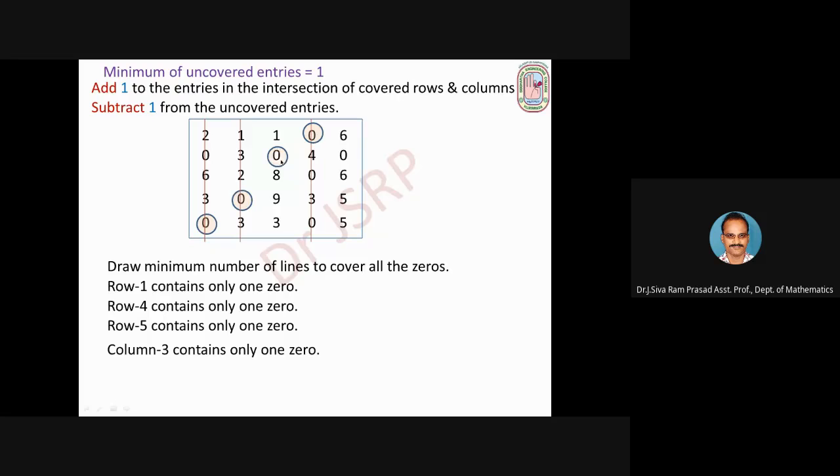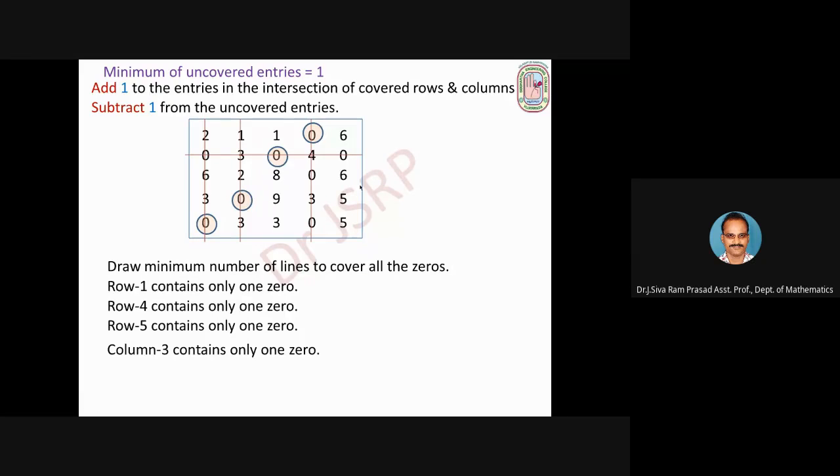Circle that 0. Since it is in a column, we have to fix the row. So cross off the second row. Next, the fourth column is fixed. Fifth column, no 0. So now observe, all zeros are covered by lines. So there is no 0 entry in the uncovered entries. So all zeros are covered by lines.